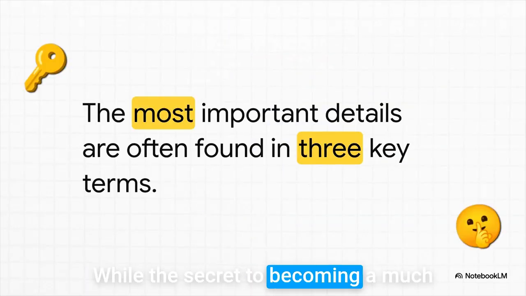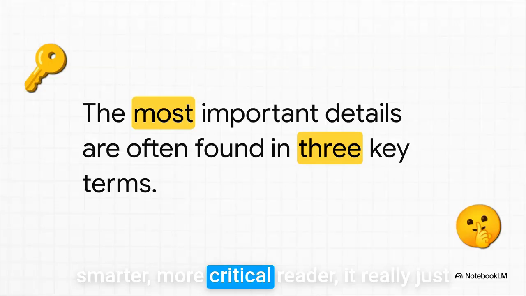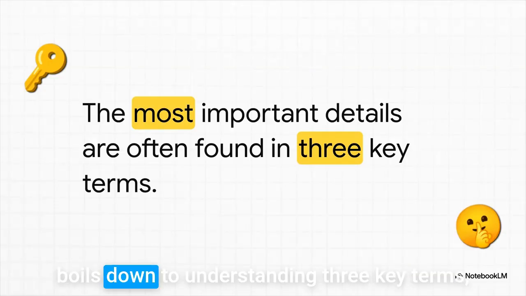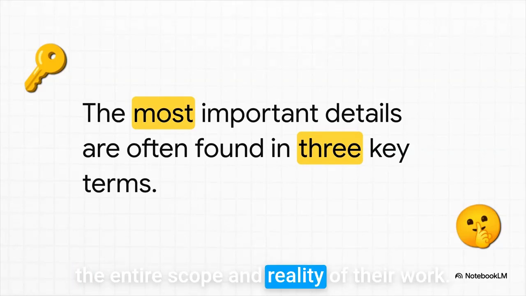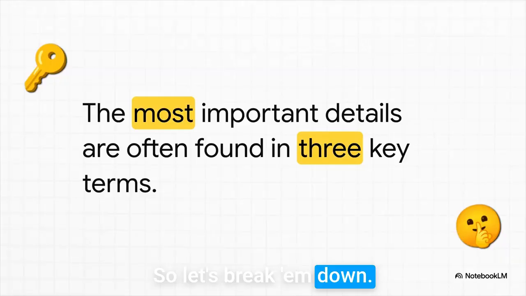Well, the secret to becoming a much smarter, more critical reader really just boils down to understanding three key terms, three words that researchers use to frame the entire scope and reality of their work. So let's break them down.